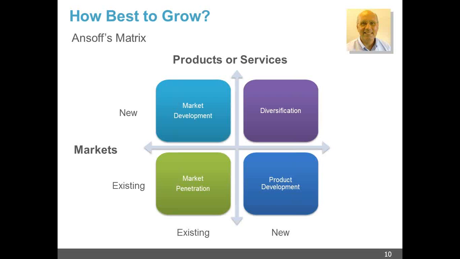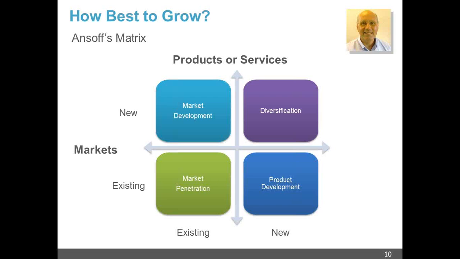However, if that quadrant can't produce the growth that you want, then we might look at market development in the upper left-hand side, where we're selling our existing products to a new market. There is increased risk, of course, because we have new markets and new customers to understand with different needs, expectations, and dynamics in the market.